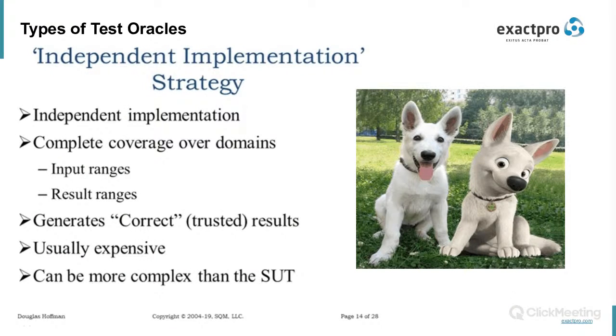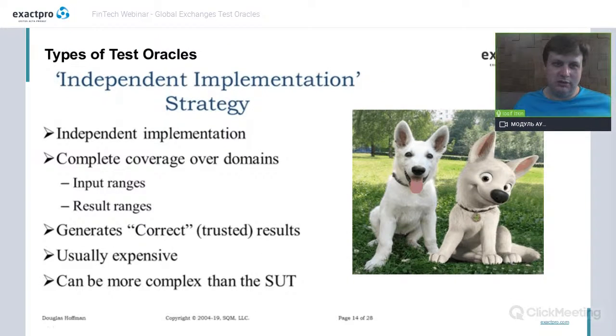And one more, independent implementation strategy. It is when we have a system under test, and we create an independent implementation of the system. Independent implementation may have very good coverage, so it can implement the behavior of the system under test within input ranges or result ranges or both, and it can generate correct, trusted results. Sometimes it can be called a simulator. It is also well known in some circles as a model for the system. So our independent implementation is the model of the system under test.